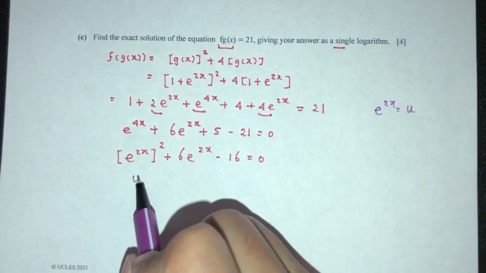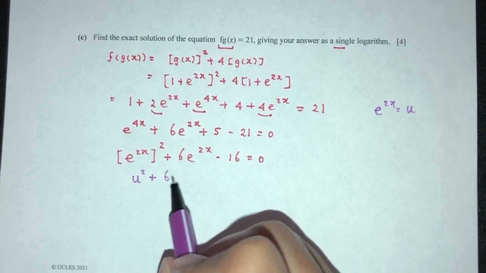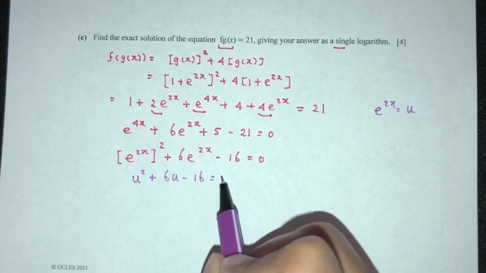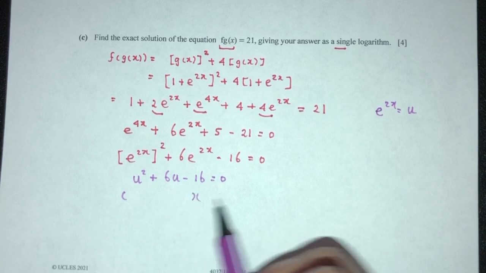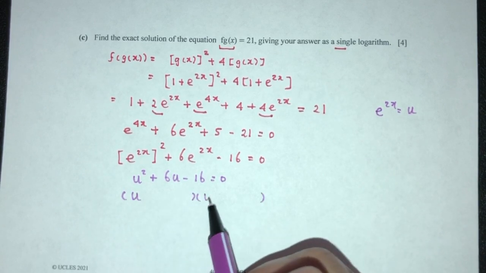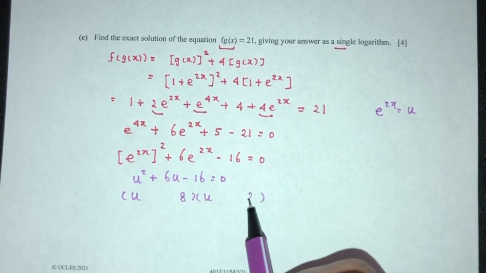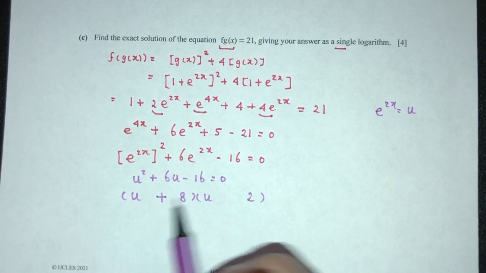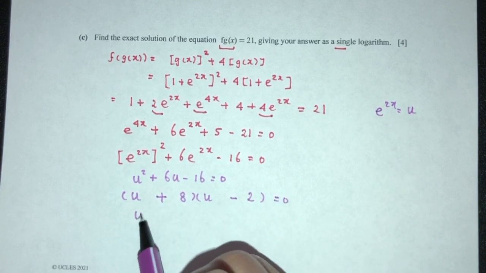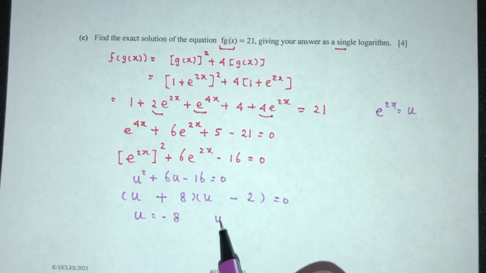That will be u squared plus 6u minus 16 has to be 0. Now we can factorize. Let's see what happens. You will have u times u. 16 is 8 times 2. If you want to have plus 6, you have plus 8 minus 2. So u can be minus 8 and u can be the value of 2.